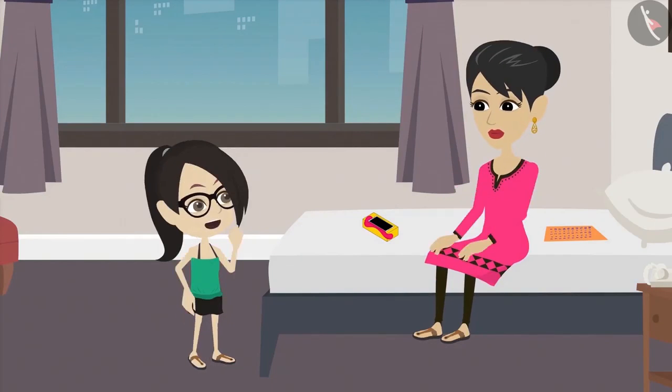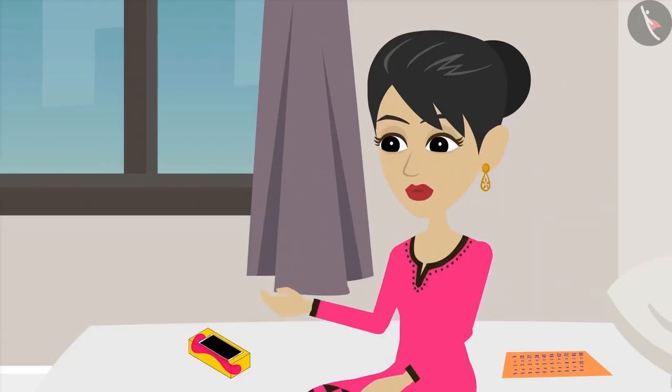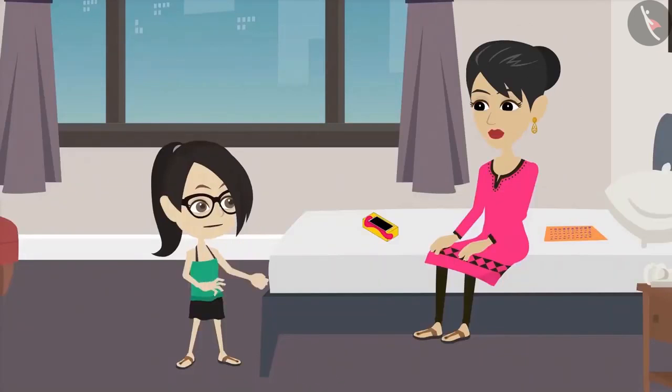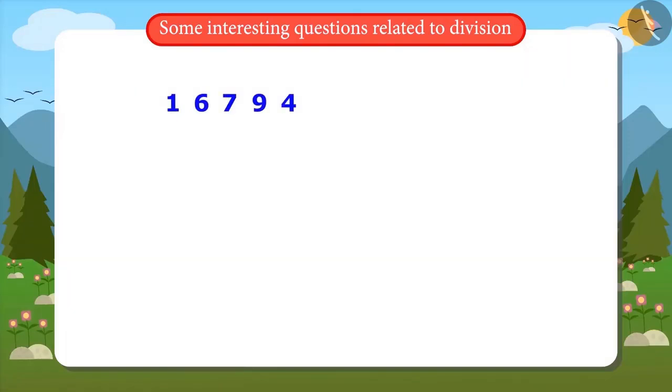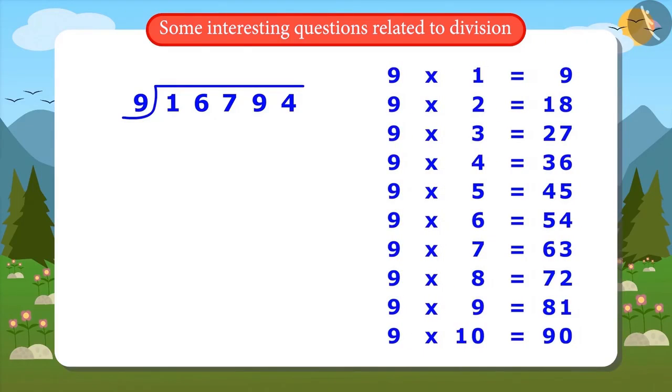I can easily tell you the answer to this, Mom. Okay then, tell me. I will write 16,794 and 9 in this way to divide this. Now I will start dividing by 9. The first digit is 1. That will not be divided, so I'll divide 16 by 9. 9 ones are 9. The remainder left is 7. Let me write down 7.